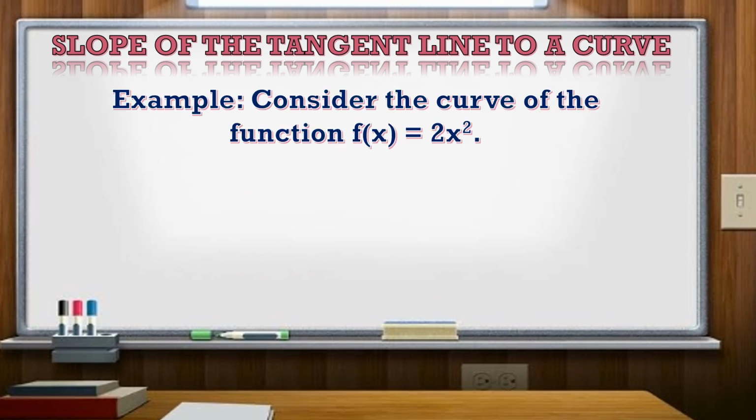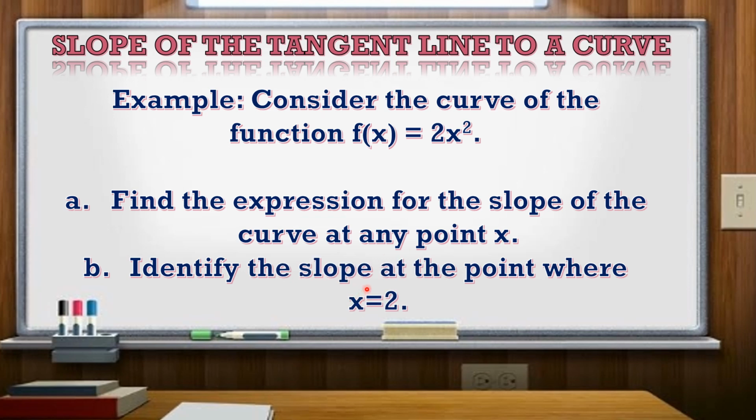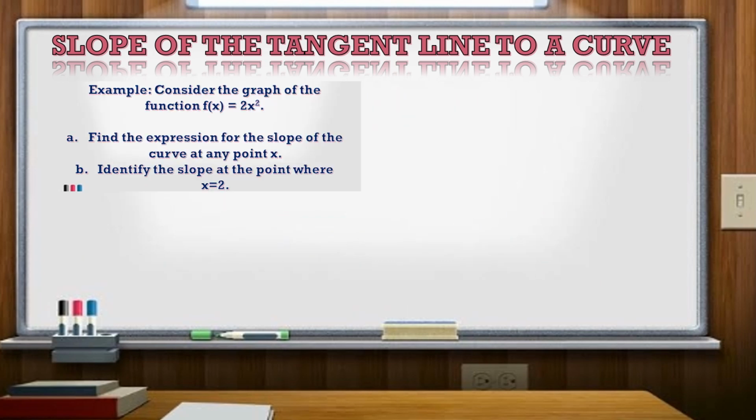Let's say, for example, we will consider the curve to the function f of x is equal to 2x squared. Hahanapin natin yung una, expression for the slope of the curve at any point x. Then the second, we need to identify the slope at the point where x is equal to 2. Dalawa yung hahanapin natin dito. Unahin natin na hanapin yung expression for the slope of the curve at any point.